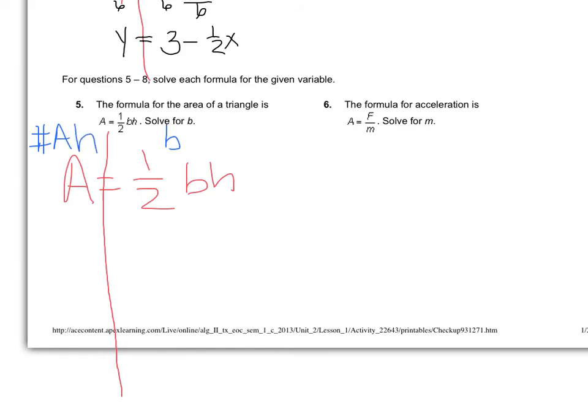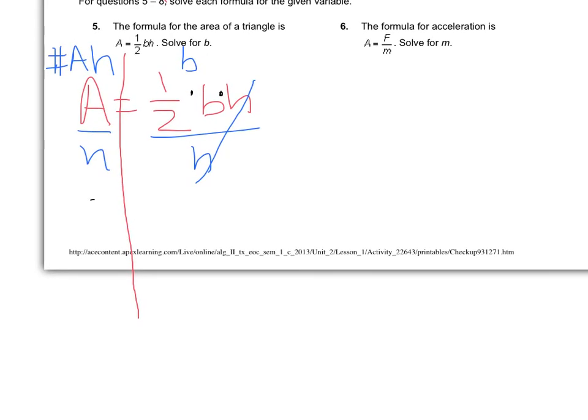So we have to think about on the right side what's happening to that 1/2, that b, and that h. Since they're all right there next to each other, they're being multiplied together. So in order to get rid of them, I need to divide. So I'm going to start by getting rid of the h. I'm going to divide both sides by h. It's going to cancel out my h's on the left, and I'm going to be left with a over h equals 1/2 b. So then to get rid of my 1/2, I need to divide both sides by 1/2.